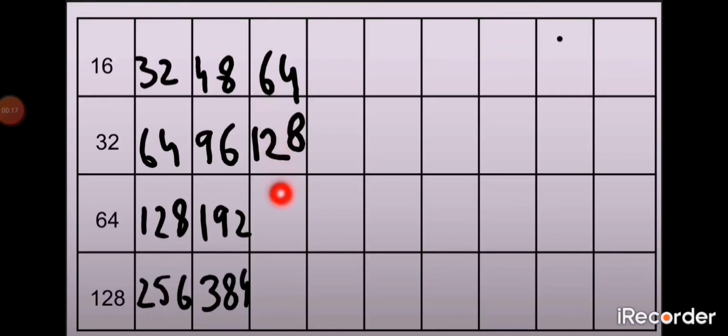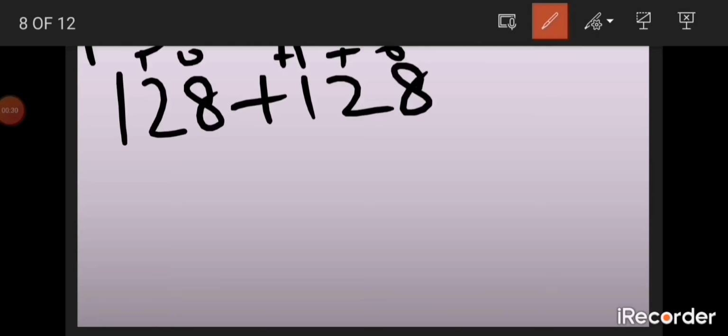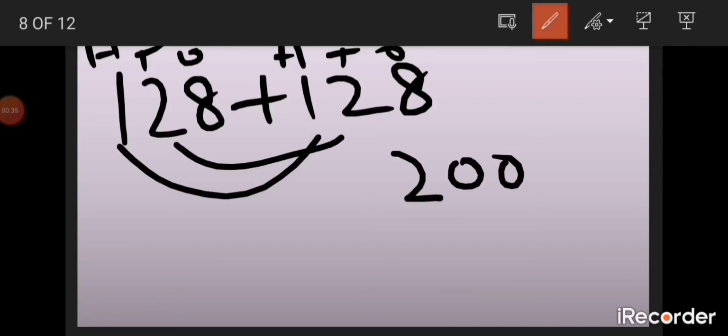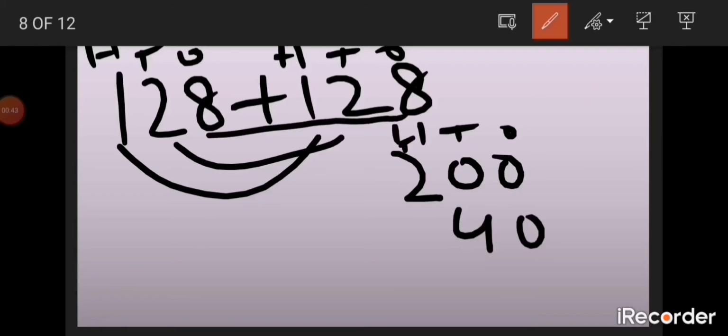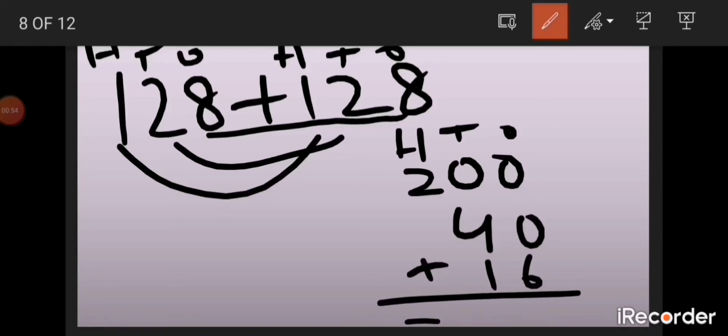Now we move downwards to the next box. Double of 128. So again we use the rough work. 128 plus 128. Put the place values, ones, tens and hundreds. Now add the hundreds. 100 and 100, 200. 2 tens and 2 tens, 4 tens means 40. Now 8 ones and 8 ones. The answer is, yes, it's 16. So I'm writing 16 here.